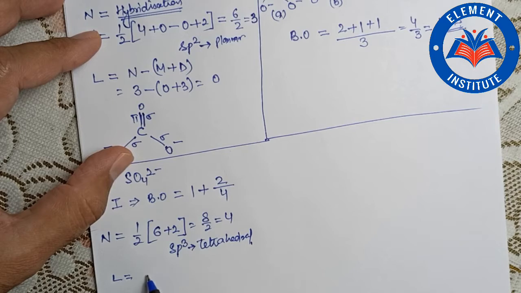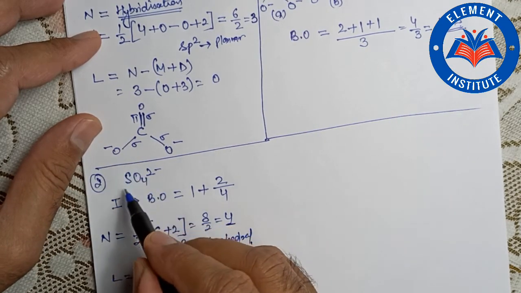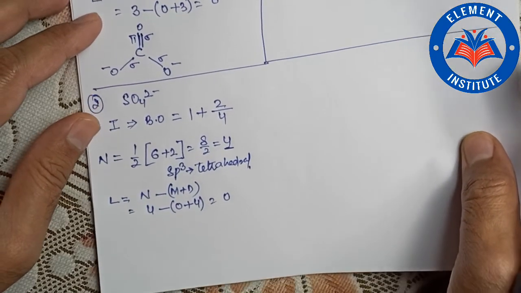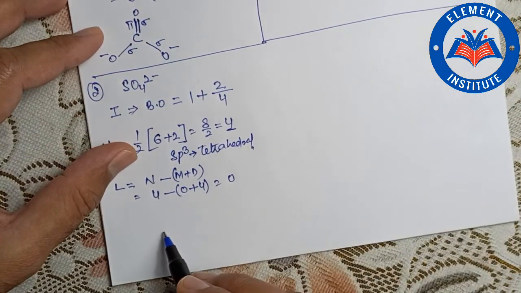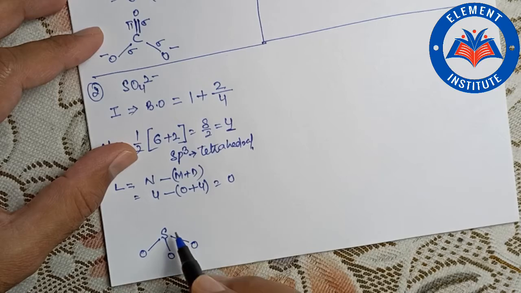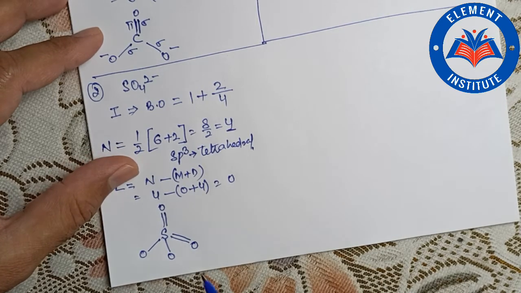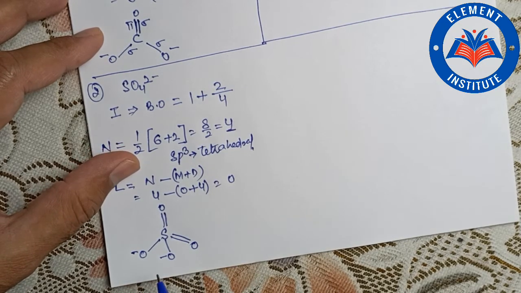The number of lone pairs is n minus m plus d, that is 4, and this 4 minus monovalent is 0 plus divalent is 4, so it is again 0. That means the sulfur in this molecule does not have any lone pair of electrons. So what would be the structure? It is going to have the tetrahedral structure just like this, and there is no lone pair of electrons, so that means there will be pi bonds. Okay, so the 2 oxygen atoms are going to have the negative charge.